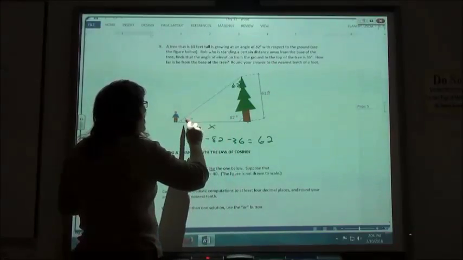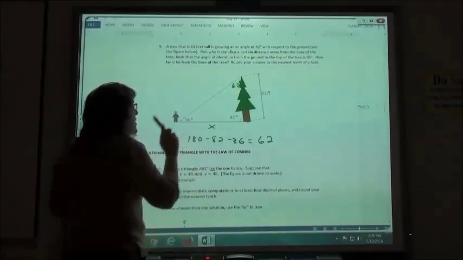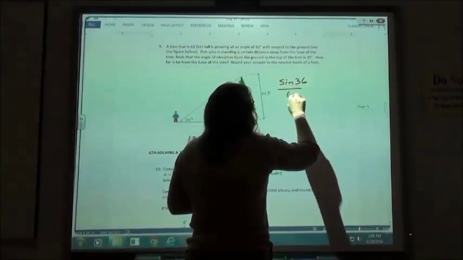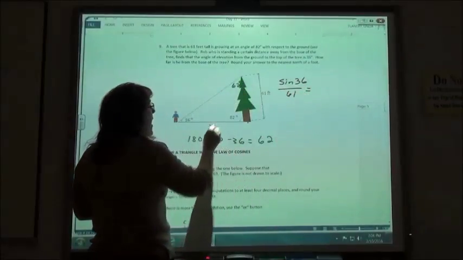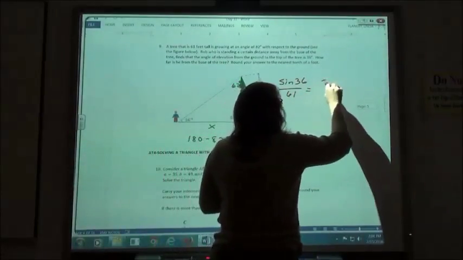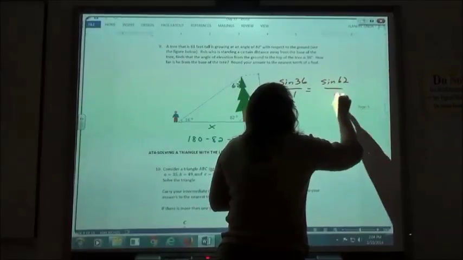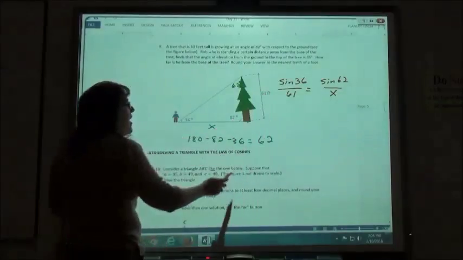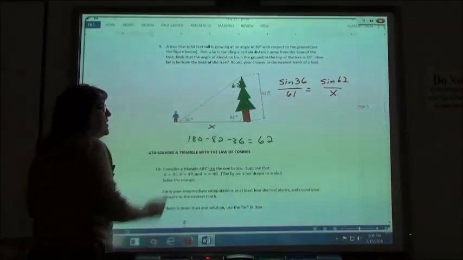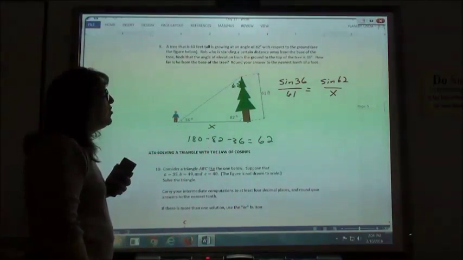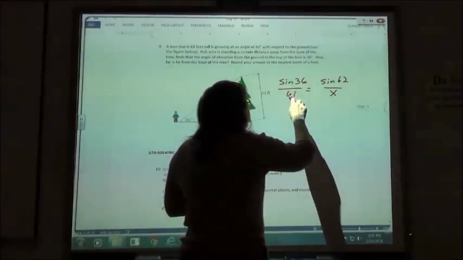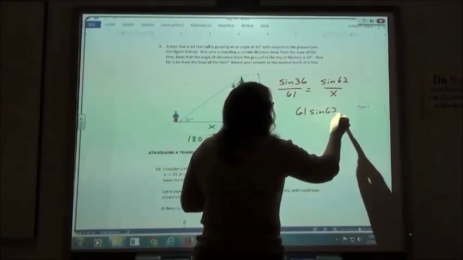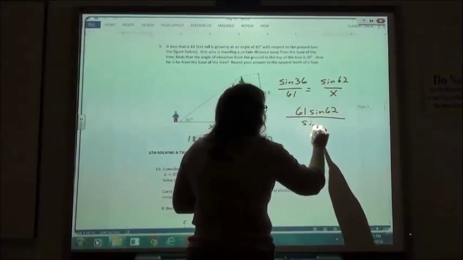I'm going to use the 61 with the 36, so sine of 36 over the 61, and then I want the x, so I have to use the 62, sine of 62 over x. So the angle with the opposite side, the angle with the opposite side, and again when I solve that by cross multiplying, I'm going to take the 61 times the sine of 62. I'm going to end up dividing by the sine of 36.